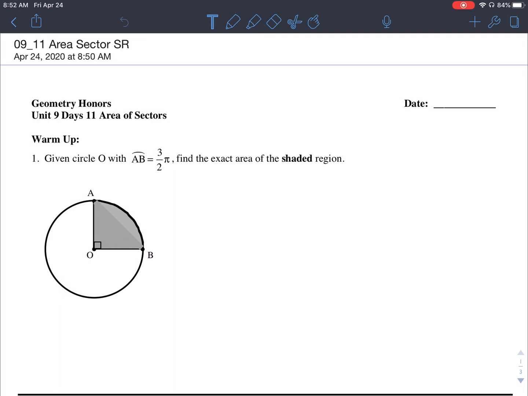Today we are going to talk about the area of sectors, which is the last area to cover this year. So this is actually our last new day of content, which is crazy to think about.